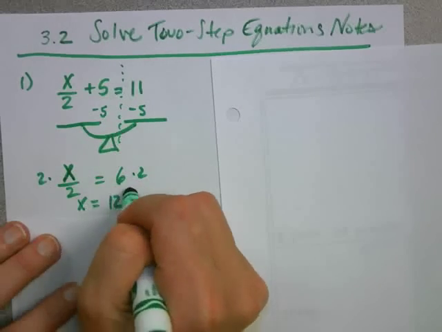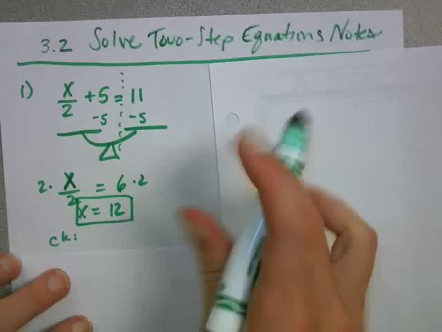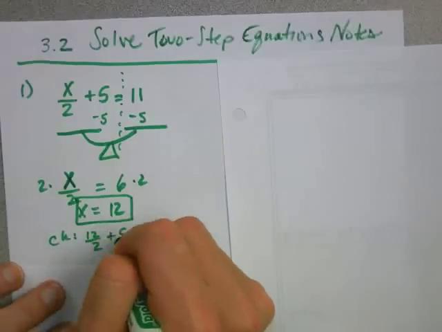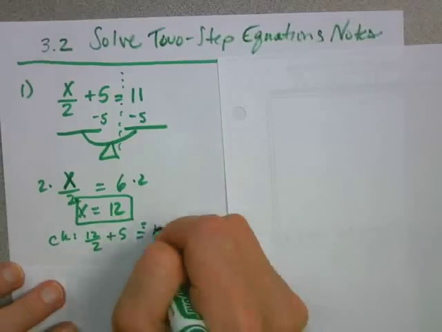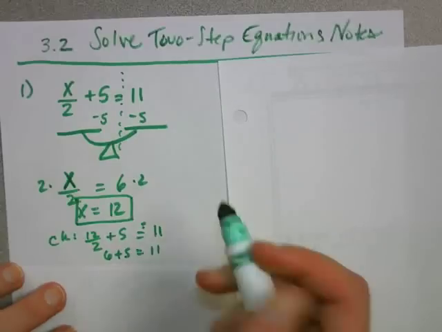Okay, and we're going to check it by plugging it back into the original. 12 divided by 2 plus 5 equals question 11. 12 divided by 2 is 6. 6 plus 5 is 11. So 11 equals 11. It checks out.